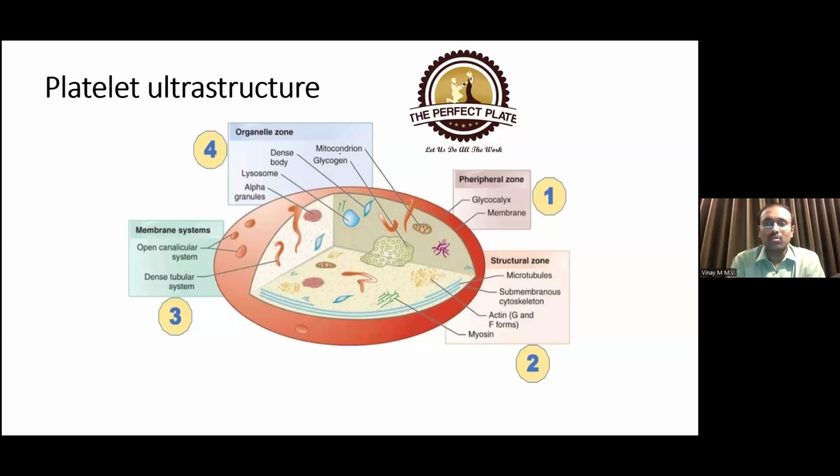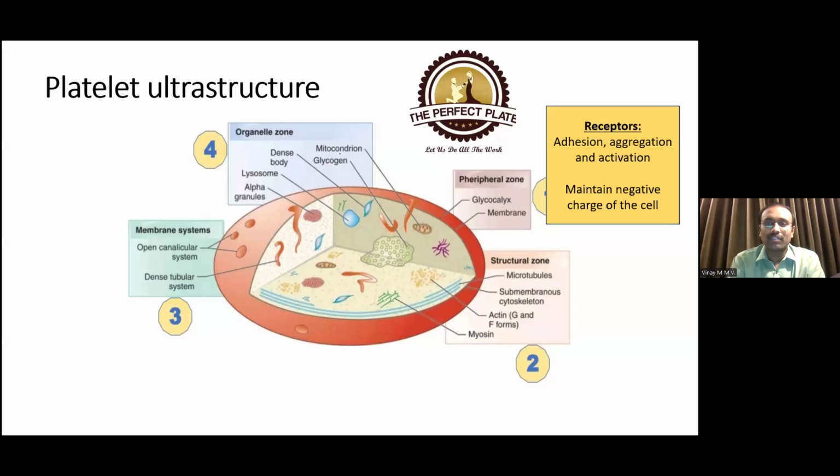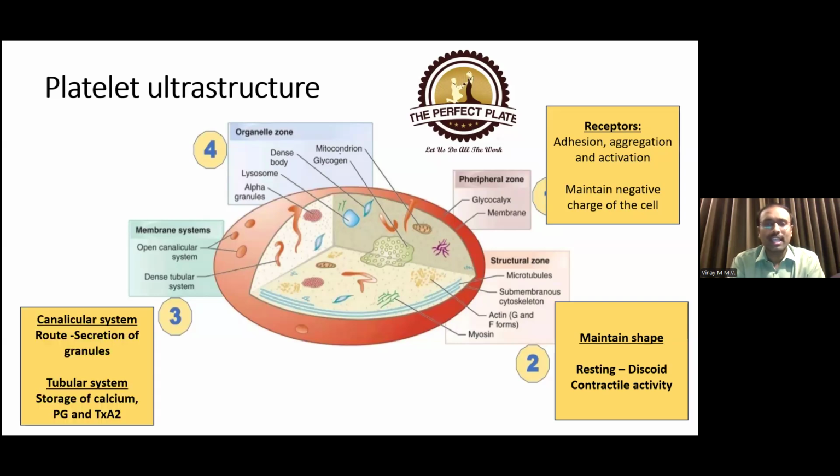From then to now, what we know is the electron microscopic ultrastructure of platelets, which says there are 4 important parts. The membrane, which hosts all the receptors for platelet adhesion and aggregation. Then the structural zone, like actin and myosin filaments, which help in contraction of the platelets. Then the canalicular system, which releases the granules stored inside the platelets, and the storehouse of the platelets, which are the alpha granules and the dense granules stored inside the organelles.